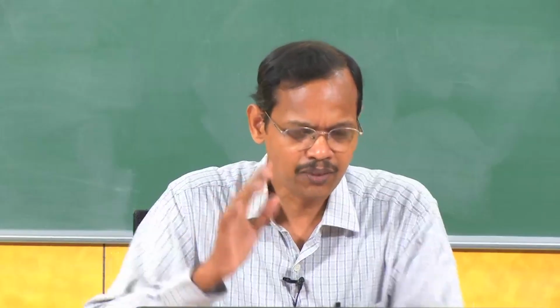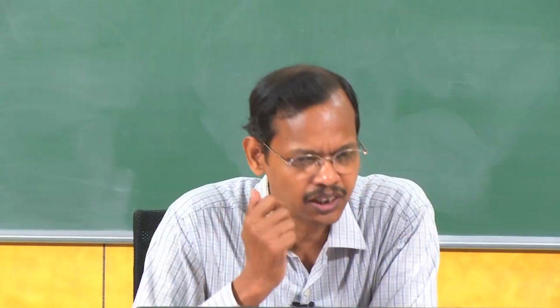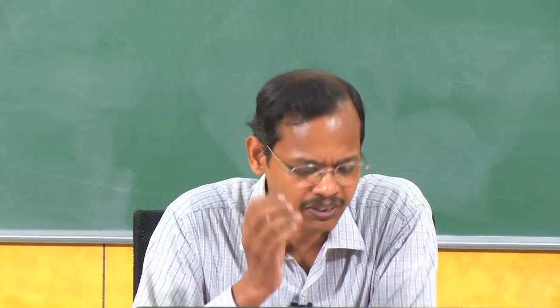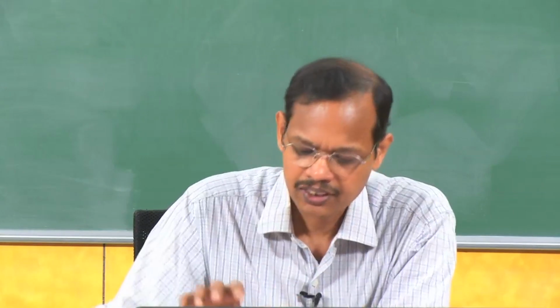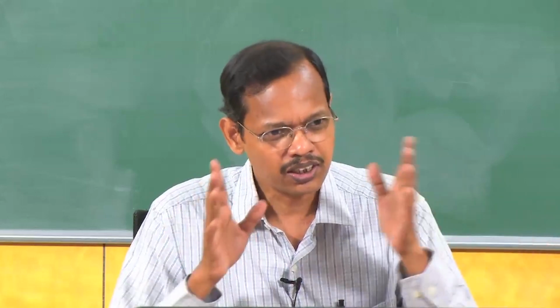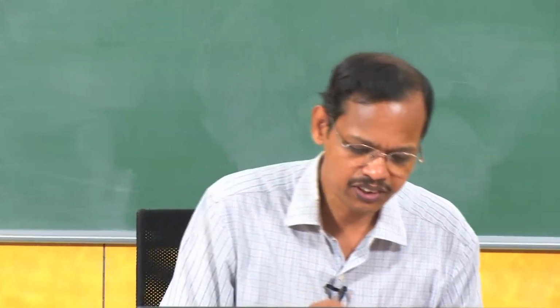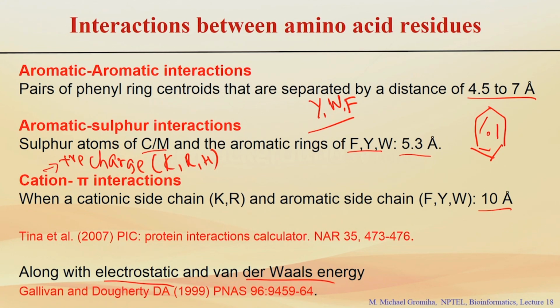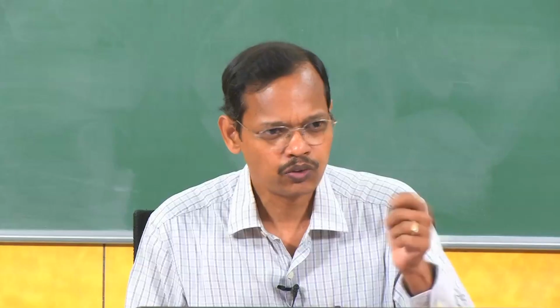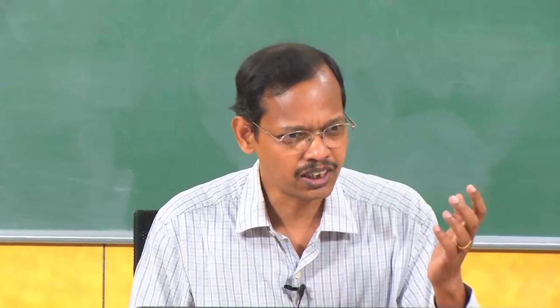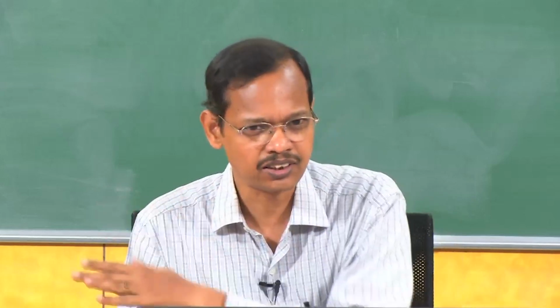In fact, in the original paper where Gallivan and Dougherty developed the concept of cation-pi interactions, this 10 angstrom distance is so long, so they imposed constraints with the interaction energy. They computed the electrostatic energy and van der Waals energy. How to get the electrostatic energy? Q1 Q2 by R. So you can see the electrostatic energy, right. We will discuss the details in one of the later classes.